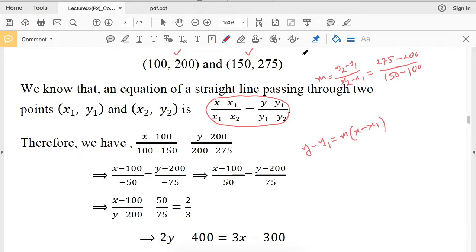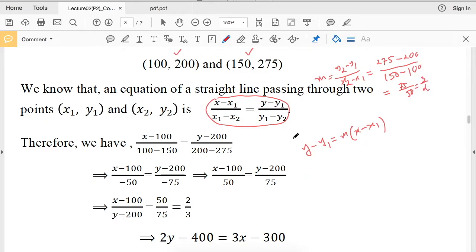But if you consider y2 as 200, then x2 will be 100, and in that case y1 will be 275 and x1 will be 150. This is also okay, no problem. But let us calculate m for this case. So it will be 75 divided by 50, which is equal to 3 by 2.